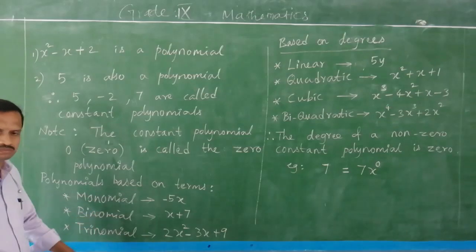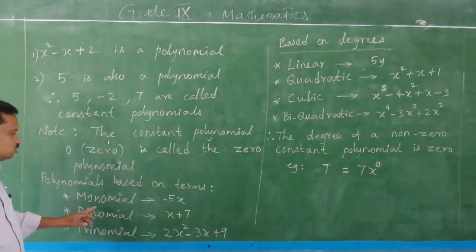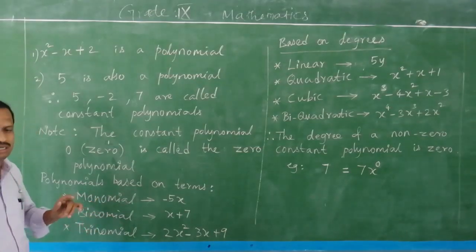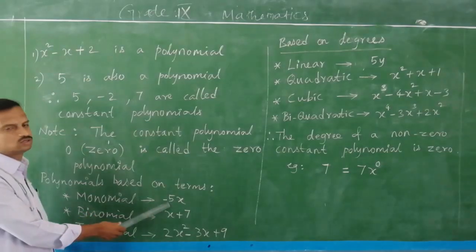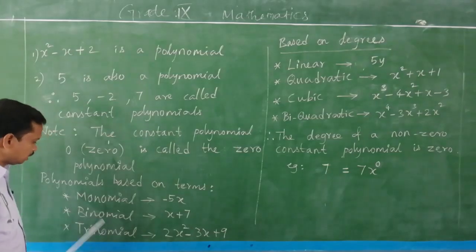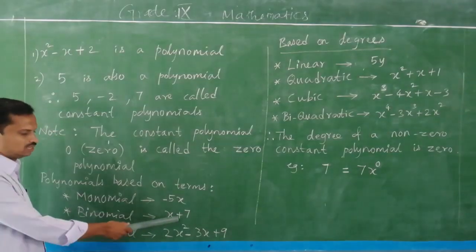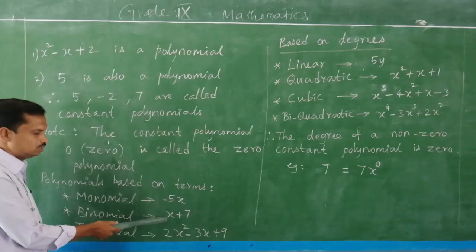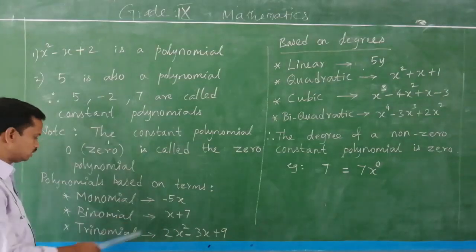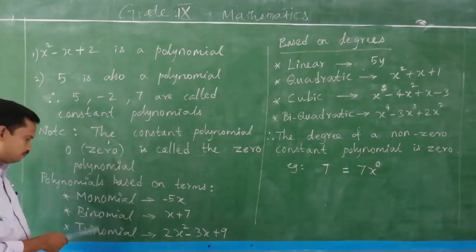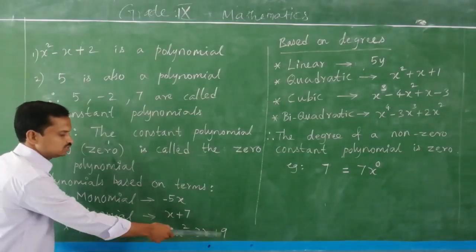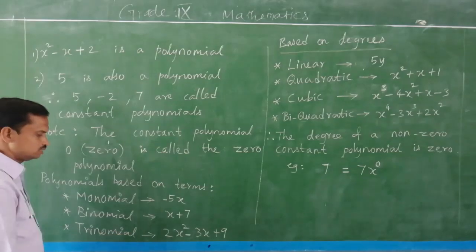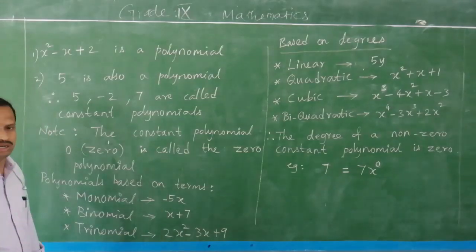We can classify it. So based on the terms, if there is only one term, we can say it is monomial. For example, minus 5x. And if it is two terms, x plus 7, there are two terms. X is one term, 7 is another term. So two terms, it is called binomial. And next one is trinomial. 2x square minus 3x plus 9 is an example where there are three terms. So it is trinomial.